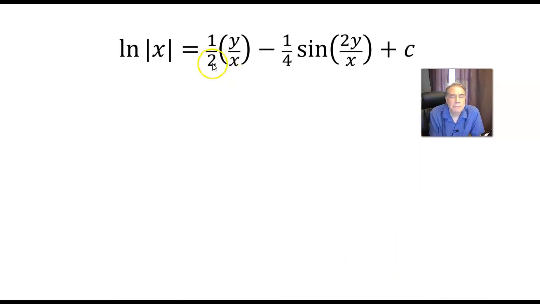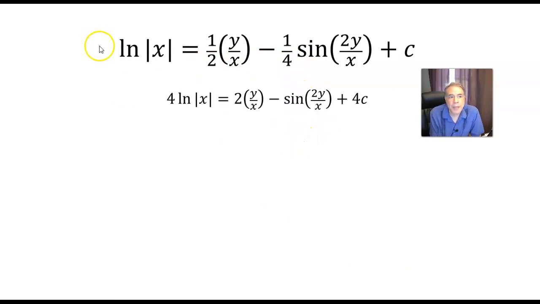We could get rid of some of the fractions by maybe multiplying both sides through by the number 4. So 4 times the natural log of the absolute value of x equals 4 times 1/2, or 2 times y over x, minus 1 times the sine of 2y over x, plus, and then 4 times an arbitrary constant would really just be another arbitrary constant. So instead of saying this is 4c, I could just say it's plus c.